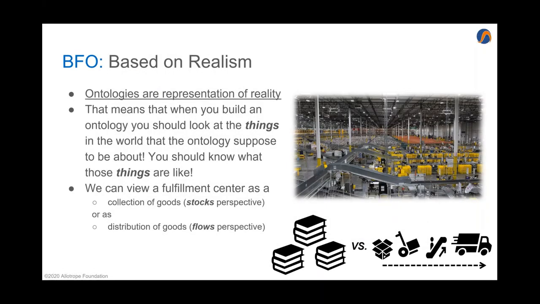BFO is based on realism. Ontologies are representative of reality. That means that when you build an ontology, you should look at things in the world that the ontology is supposed to be about. You should know what those things are like. For example, you can view a fulfillment center as a collection of goods, the stocks perspective, or as a distribution of goods, the flows perspective, stocks versus flow.